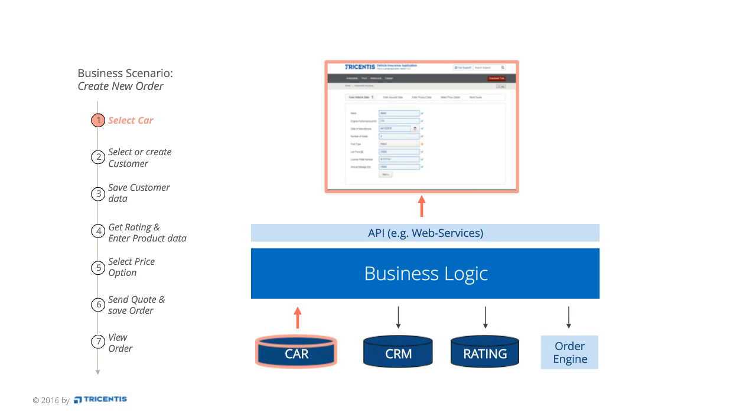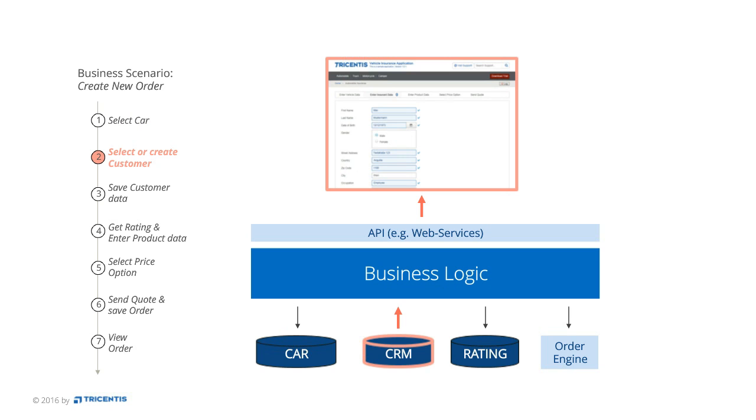What we have prepared here is our insurance application, the Tricentis vehicle insurance application. In this insurance application, we will retrieve data on the first page from a car configuration system via a web service call. On the second page, when we enter customer data, a service call is triggered to the CM system to retrieve the customer data. And when we press the next button, the customer data will be saved to a CM system.